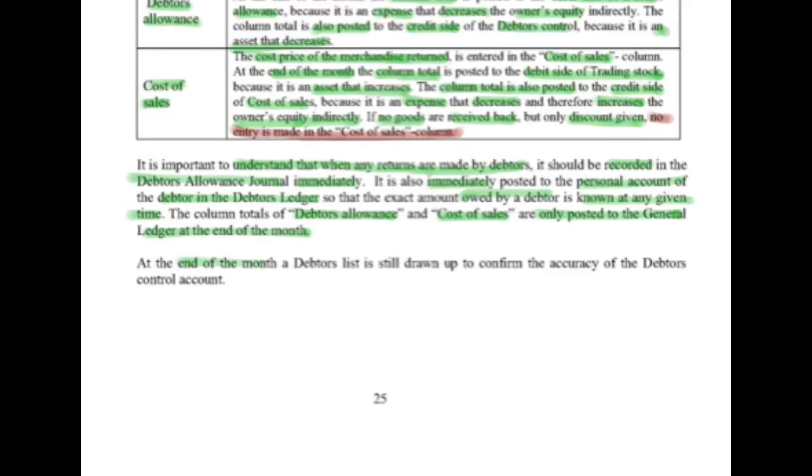At the end of the month, the debtors list is still drawn up to confirm the accuracy of the debtors control account. Remember, I confirm accuracy by comparing the list to the debtors control account.